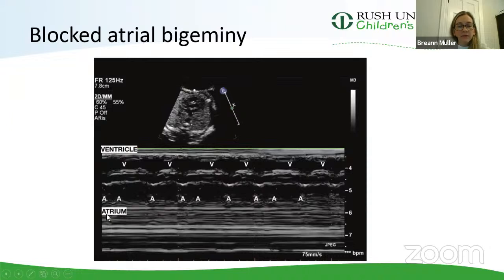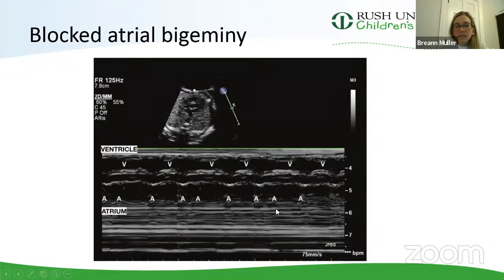So if you start over here on the left side, on the top is the ventricular contractions you'll see with the Vs here, and the A corresponds to the atrial contraction. So this A conducts to this ventricular beat. This A is blocked. This one conducts, that one's blocked, and then this one conducts. So it's irregular. It's often 2-to-1, but it isn't always. So sometimes, right, you'll have a conduction, then you'll have a blocked, a conduction.